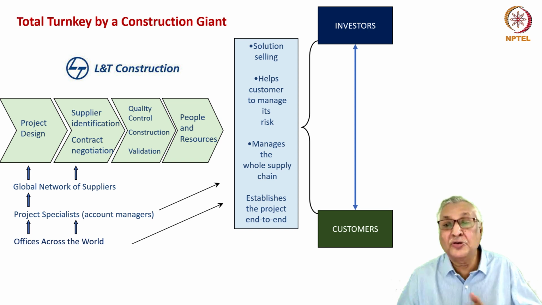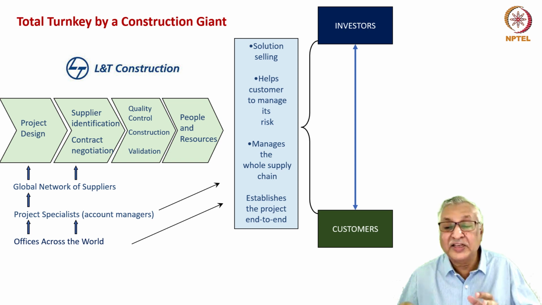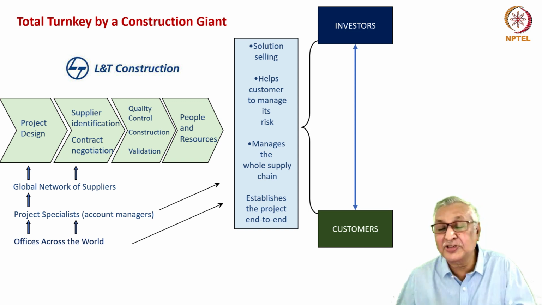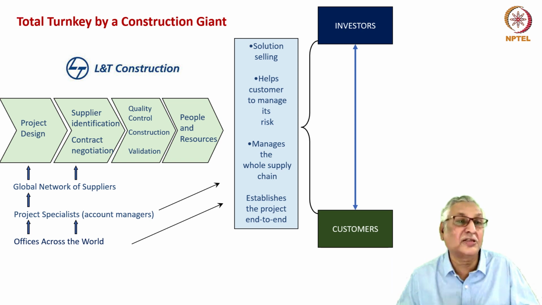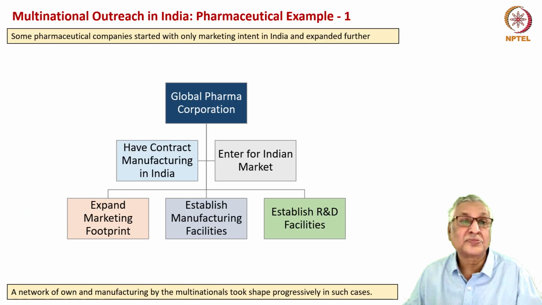And that will include solution selling, helping the customer to manage its risk, managing the whole supply chain, and finally establishing the project end to end. When you have this kind of business model, companies such as L&T Construction will have customers at one end and investors who appreciate the business model at the other end. So this is a total turnkey outsourcing and could be offshoring by a construction giant.